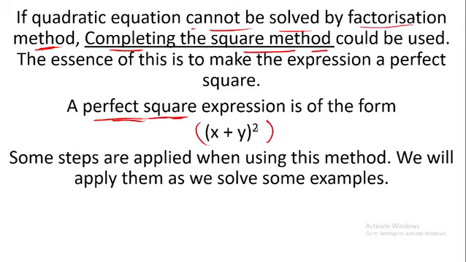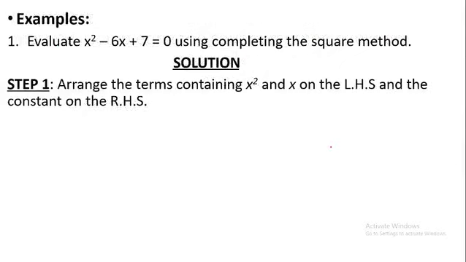When we want to solve quadratic equation using completing the square method, some steps are applied. Therefore, let's look at those steps even as we solve some examples. We have example number 1 on the screen. Evaluate x squared minus 6x plus 7 equal to 0 using completing the square method.